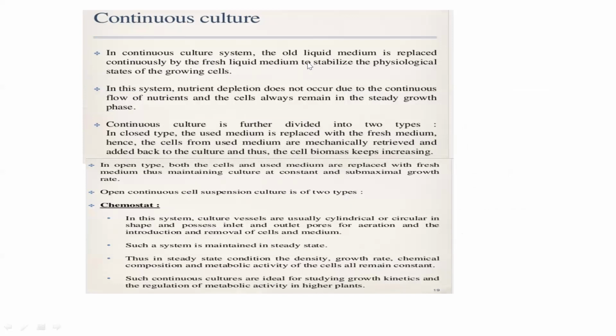Continuous culture is where the old liquid medium is replaced continuously by fresh liquid medium, so all the physiological parameters are stabilized. If you want to keep the culture in a particular stage, say stationary phase, you have to have a particular chemical in a lower volume. That is what we call a chemostat. In this case, suppose you have 20 ingredients in the medium and one ingredient is in a very low amount. Always the cells will be kept in a particular stationary state.